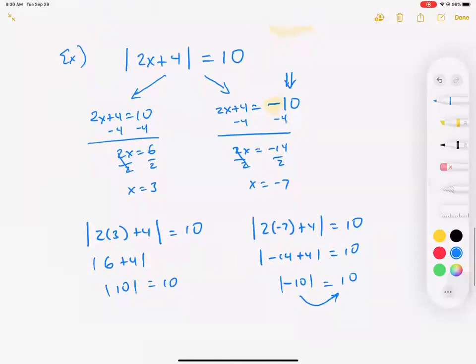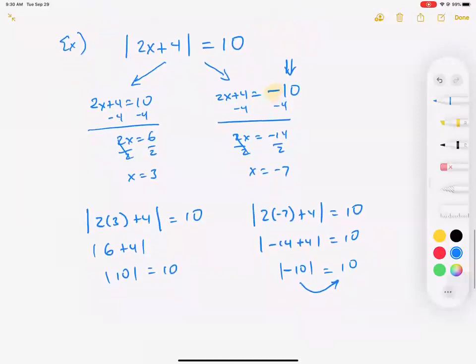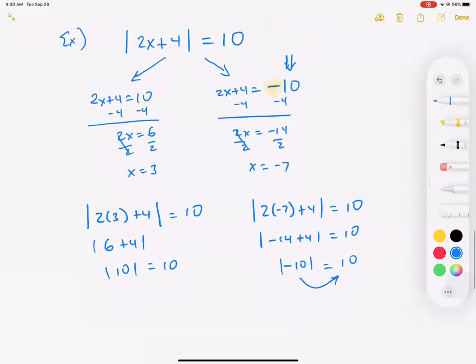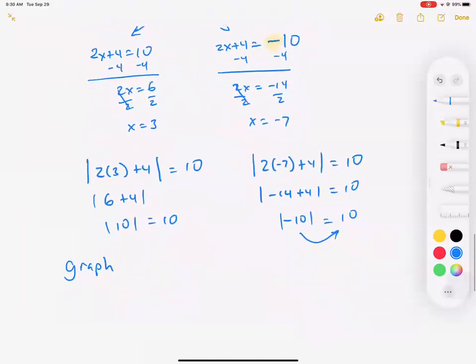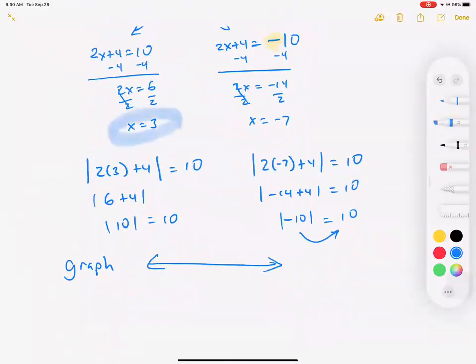Now, just to go one more step here, what if I want to graph this solution? To graph the solution, we said x was equal to 2 answers here. That's my x and that's my x. So on a number line, x is negative 7, put a solid dot, because x is equal to negative 7, and x is 3 on the number line. So all you have to do is put a dot on both.